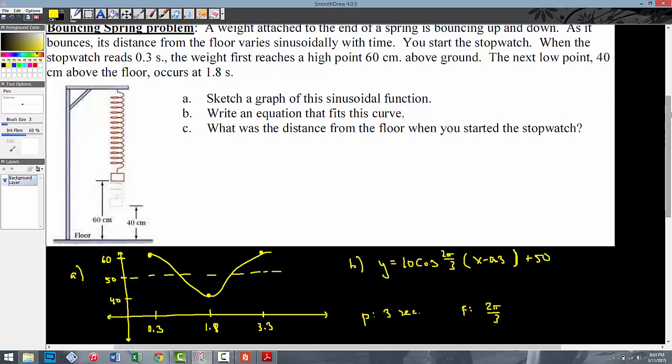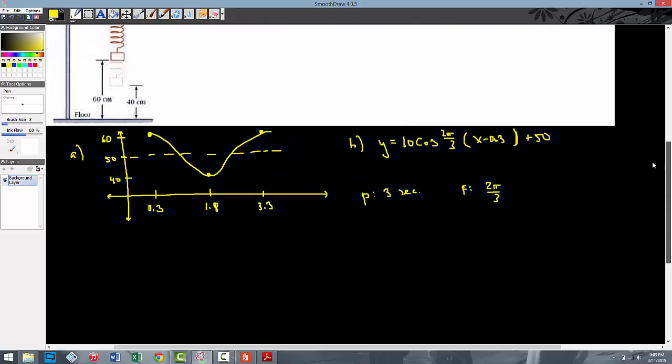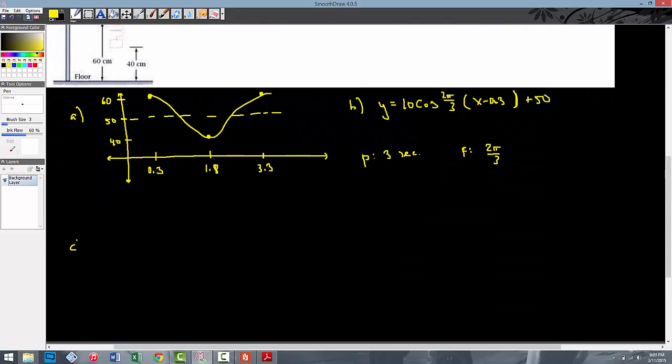Now, part C says, what is the distance from the floor when you started the stopwatch? Well, when you start the stopwatch, the time will read 0. So what you want to do is say y equals 10 cosine of 2 pi over 3 times, since the experiment started at time equals 0, it'll be 0 minus 0.3, plus 50. Now, negative 0.3 is like negative 3 over 10. I will leave it like that. And I'm going to multiply that by 2 over 3 pi.